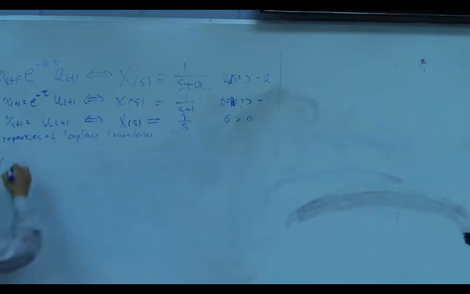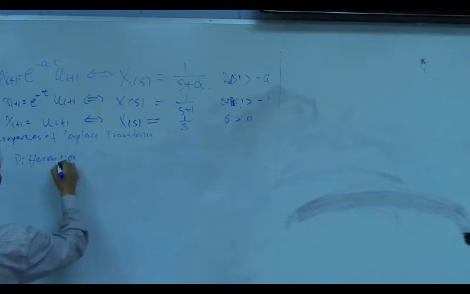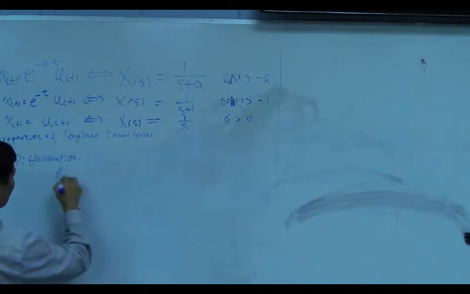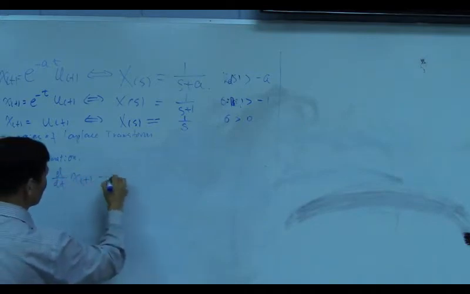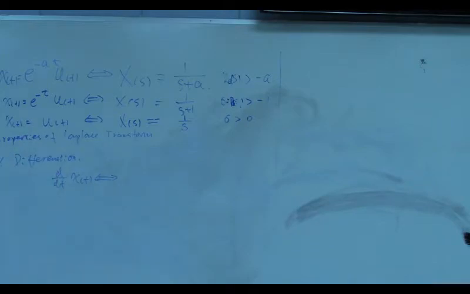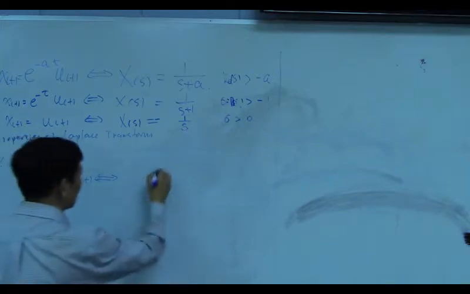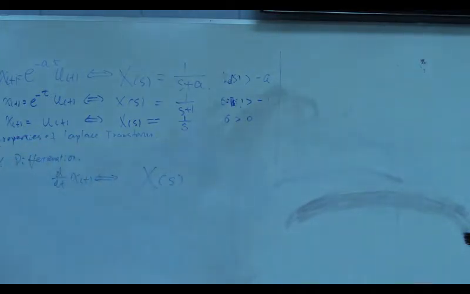The sixth will be differentiation. Differentiation, so d/dt of x(t). What's this? We know x(t) gives us a capital X(s), right? So we take the differentiation. This one is, again, we have this, right? But we need to multiply by s in the front. Most probably, that's it.